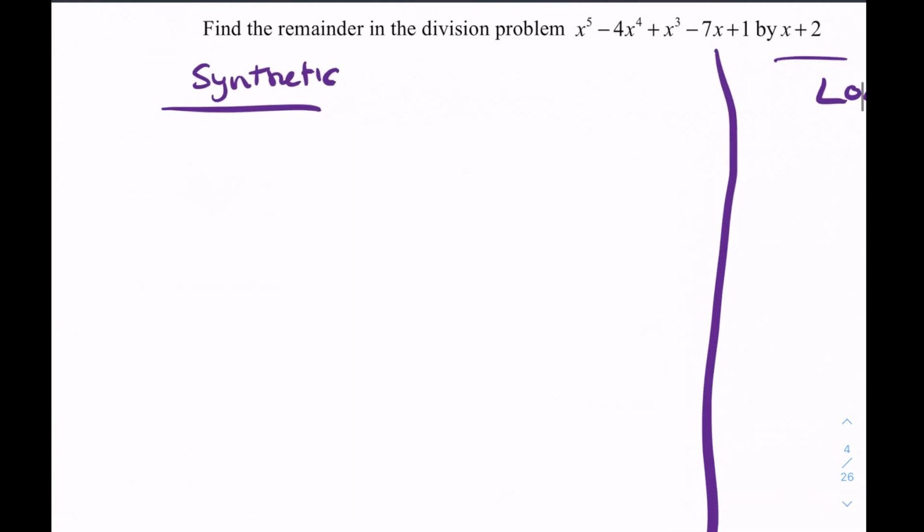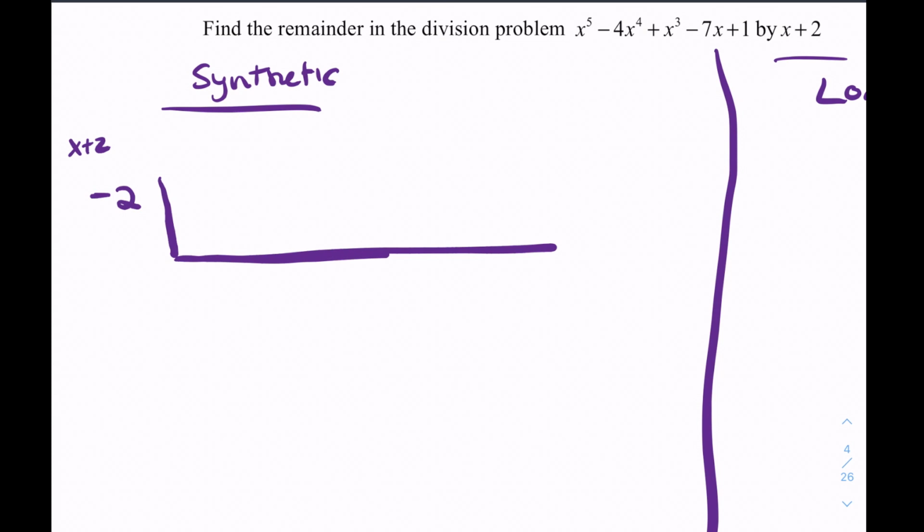If you remember synthetic division, we take our factor, which is x plus 2, and we take the 0, which is negative 2. And then we make our little box, and we are going to write our coefficients in descending terms. So I have 1 x to the 5th, negative 4 x to the 4th, 1 x cubed, 0 x squared, negative 7x, so negative 7, should not write the x, and then plus 1, or just 1.